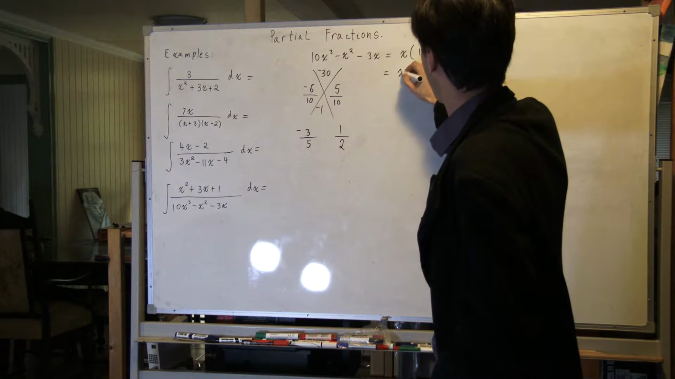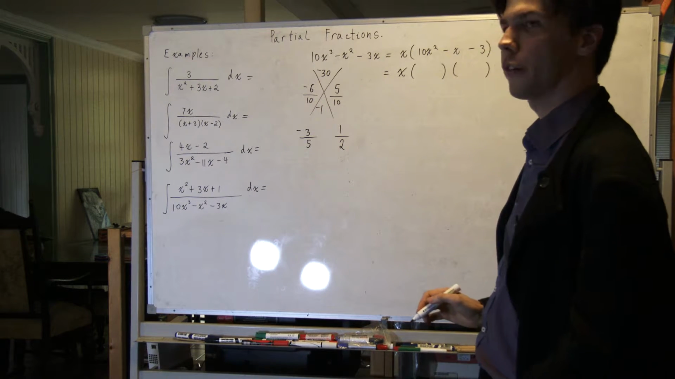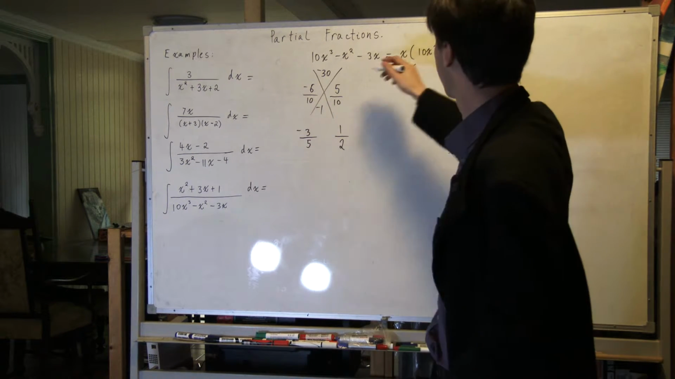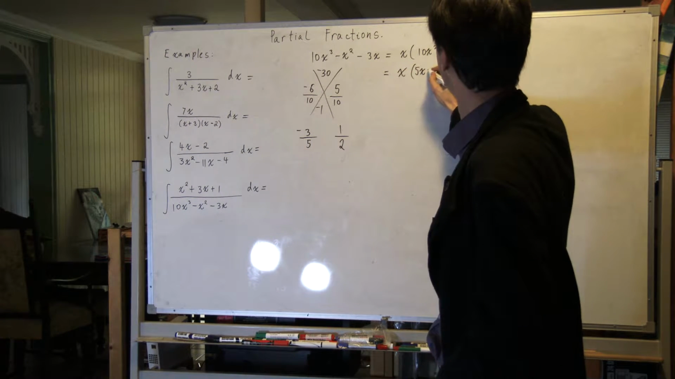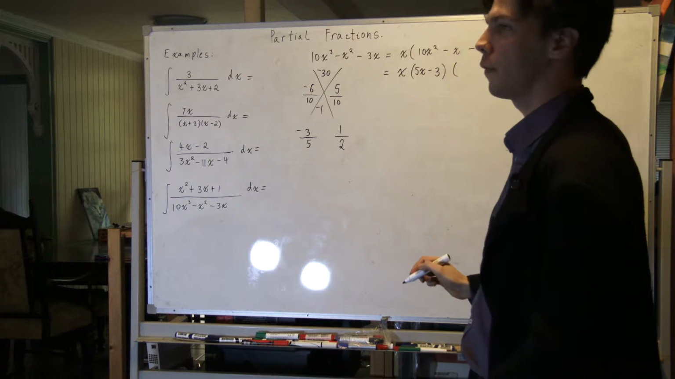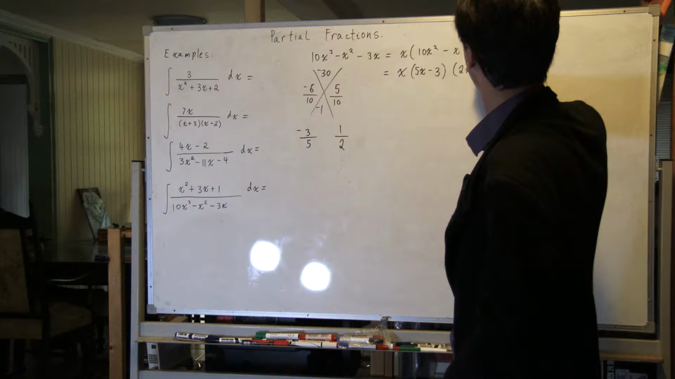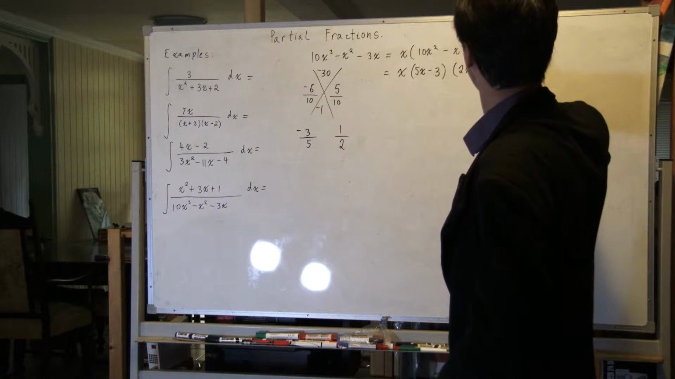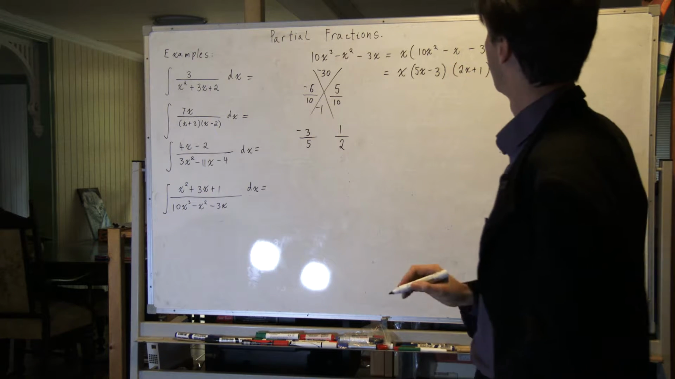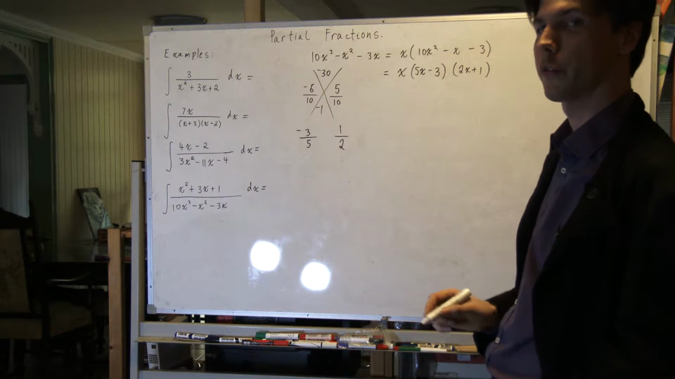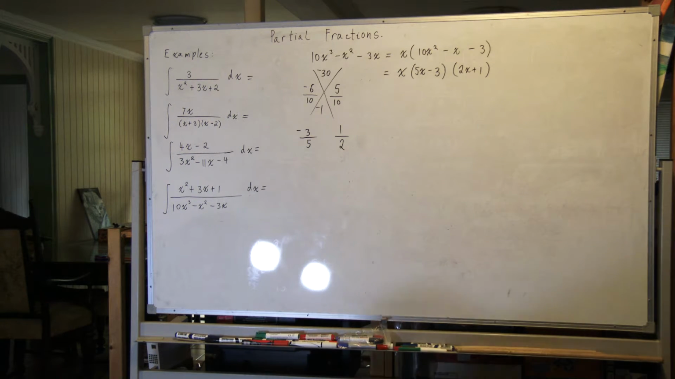So now this gives us our factors. Our first factor will be 5x minus 3. Our second factor will be 2x plus 1. Okay. So far so good. Just make a bit of space and we'll get into it.